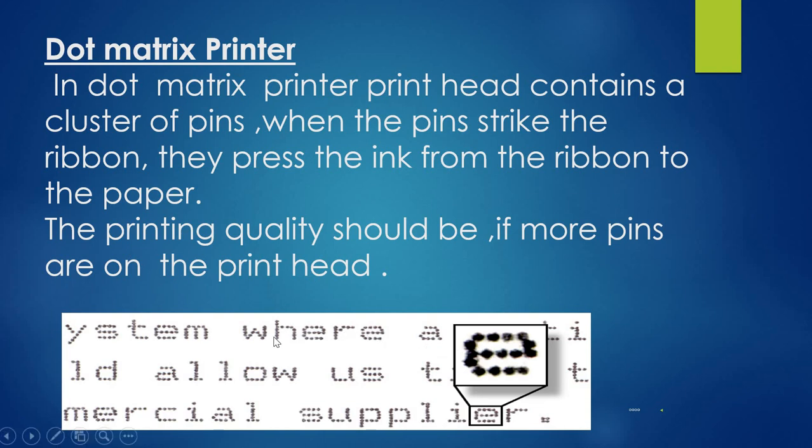It is printing character by character, and in the print head there is a group of pins. Then the pins strike the ribbon, and the ink spreads to the paper. Like that it is printing character by character. If pins are more, quality should be more. If pins are less, quality also should be less.